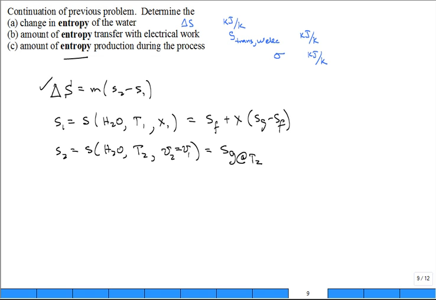Do you like to vote? We'll do this. We'll vote. All those that think that the answer, this entropy transfer with the work electric, is negative, raise your hand. All those that think that's equal to 0, raise their hand. All those that think that it's positive, what you do is you look around and you say, ah.